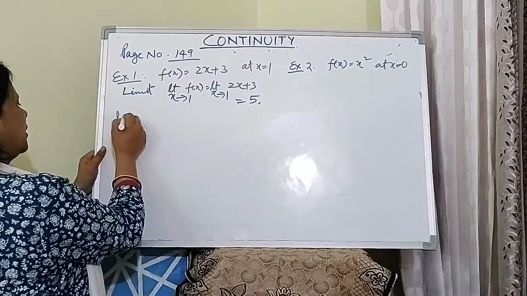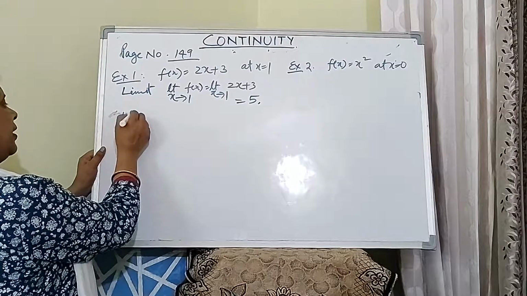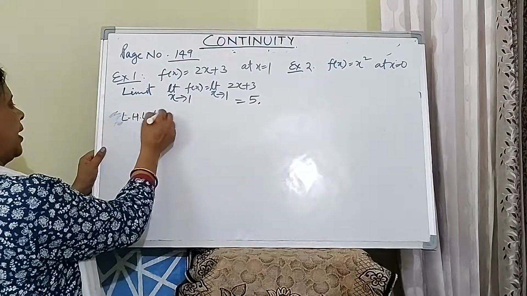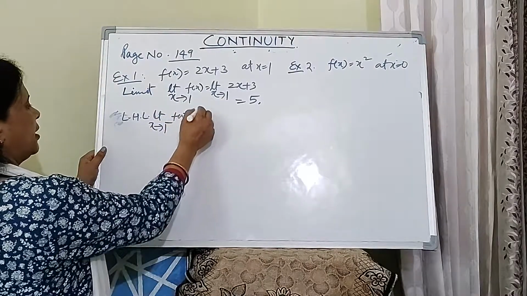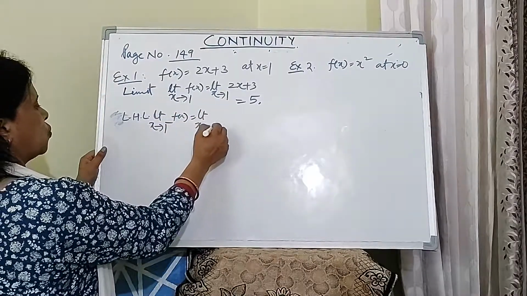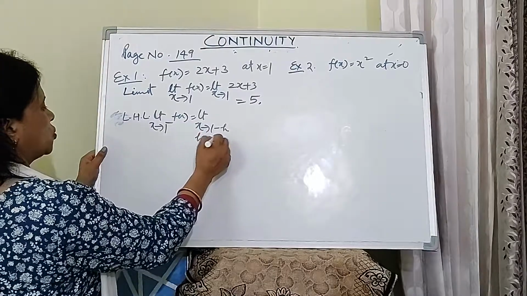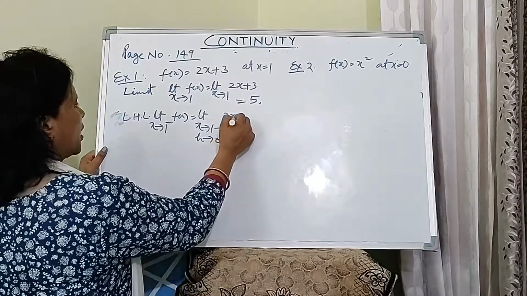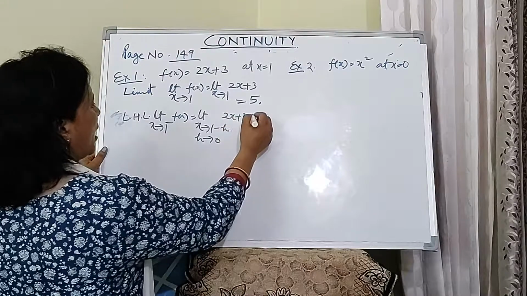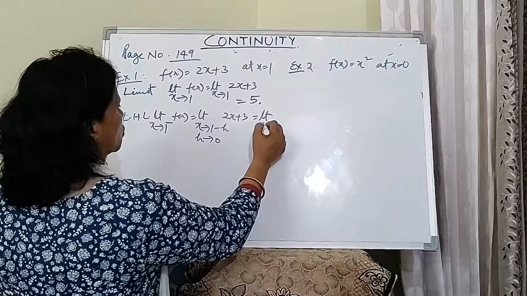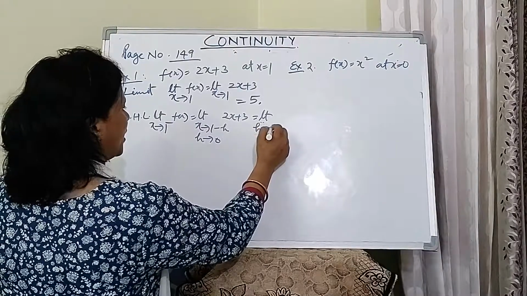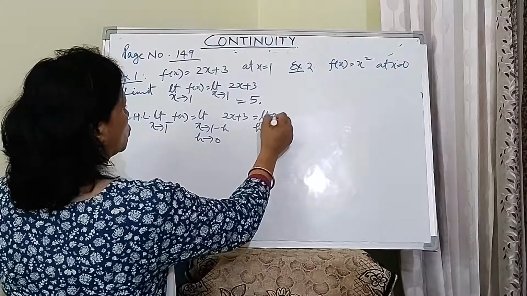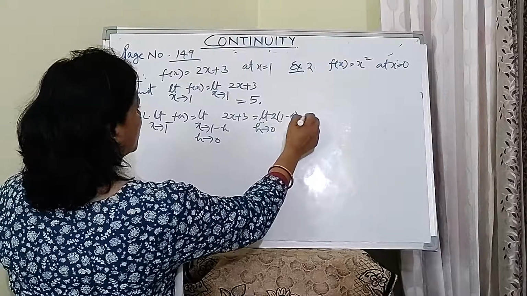Now let me calculate the left hand limit. Left hand limit is LHL: limit x tends to 1 minus of f(x). I will write x as 1 minus h, with h tends to 0. This is limit h tends to 0 of 2 into (1 minus h) plus 3.